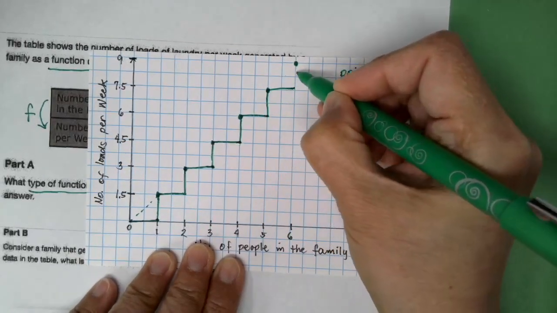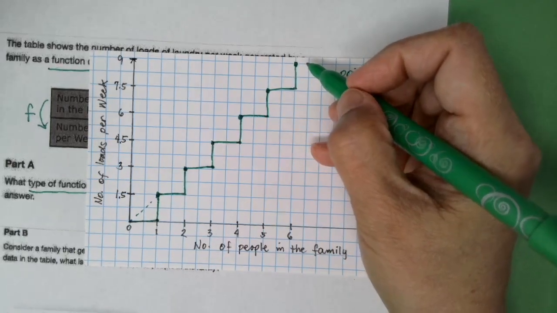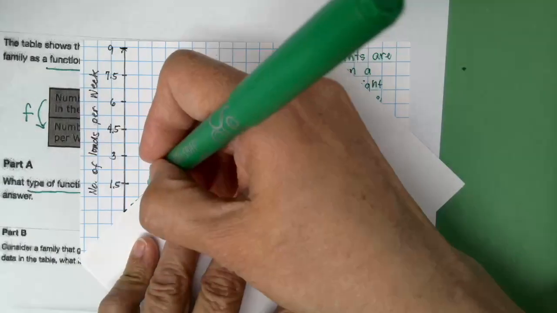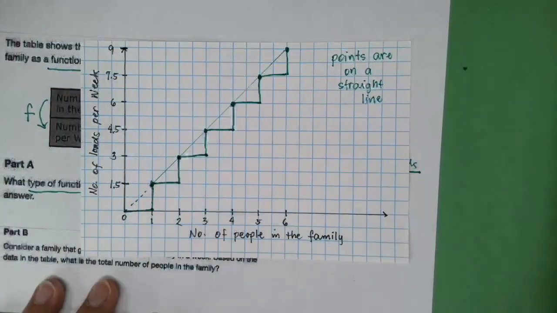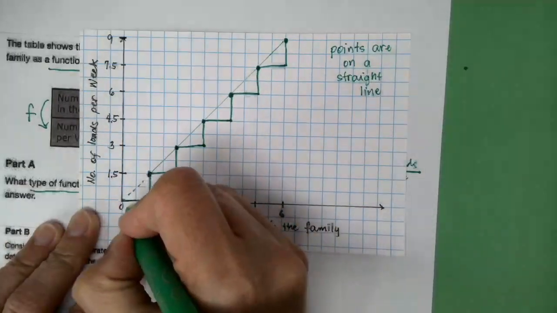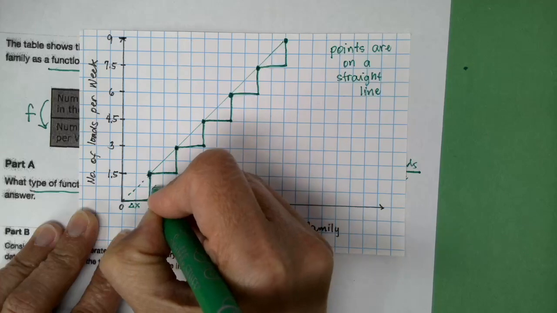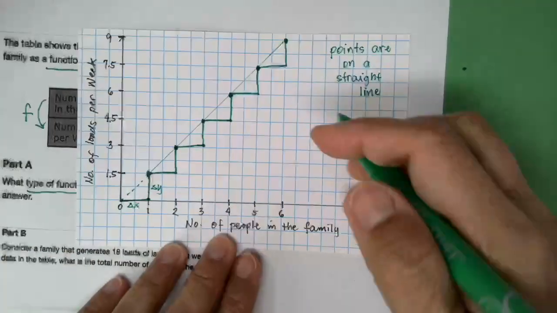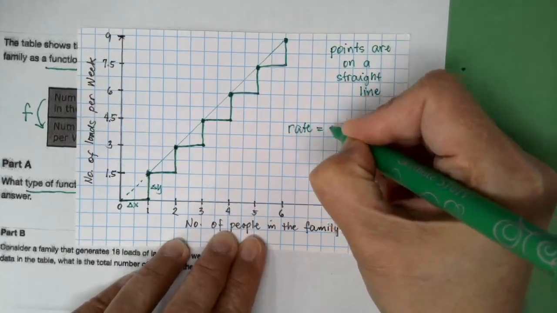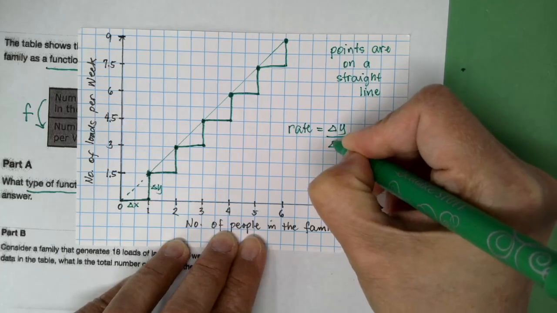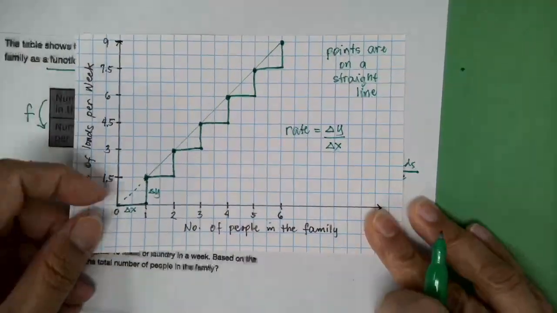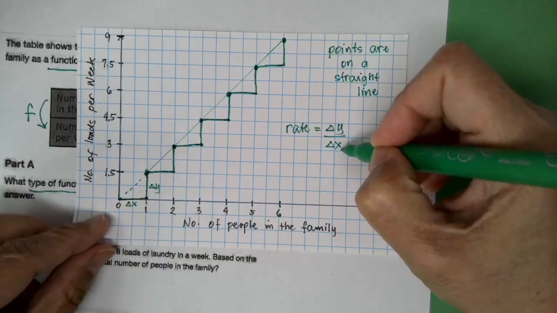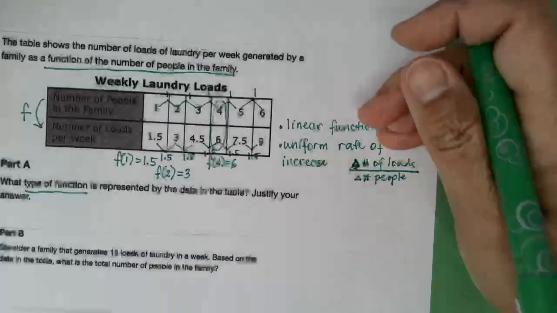Let's just draw the line here so you can see the triangle. There you go. All right, so this is your delta x, and this is your delta y, wherein the rate is the change in y over the change in x. The change in the number of loads over the increase in the number of people.